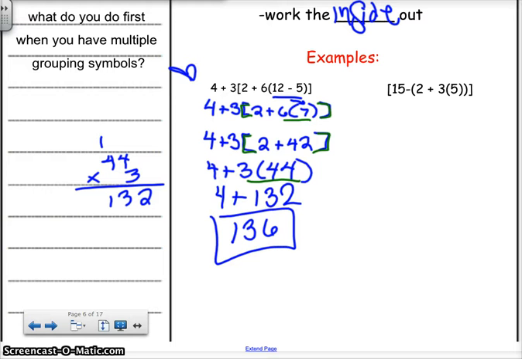Now yours won't be this long. A lot of it won't. I just get really excited over order of ops. I like to try to challenge myself and my students.